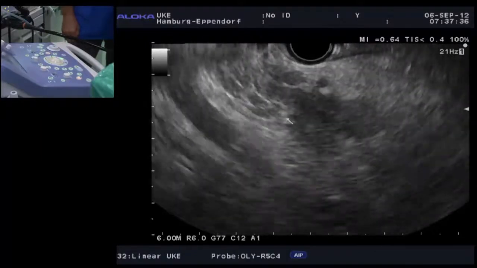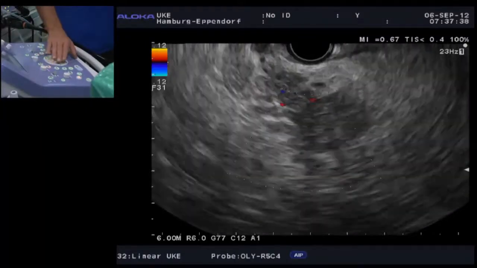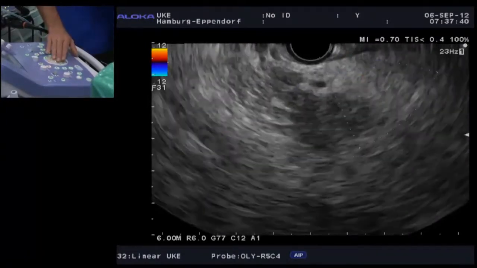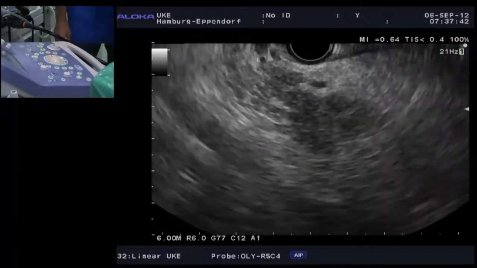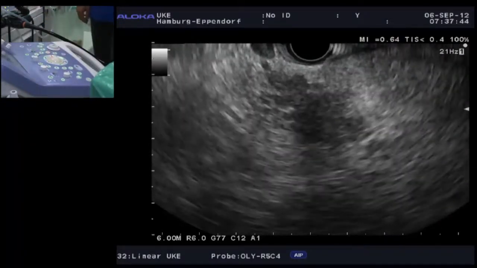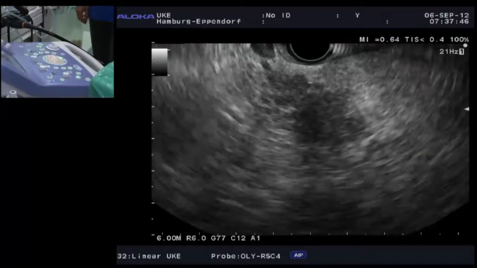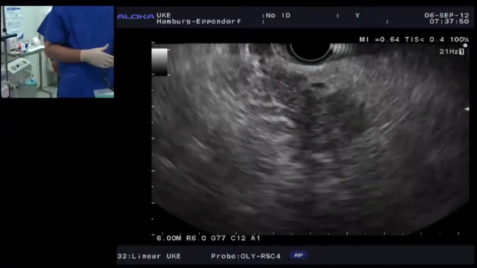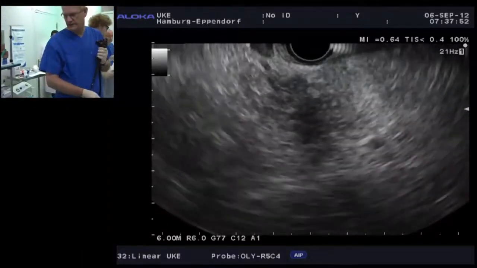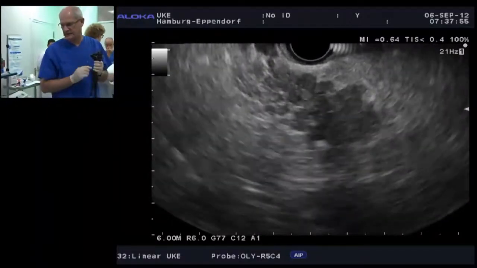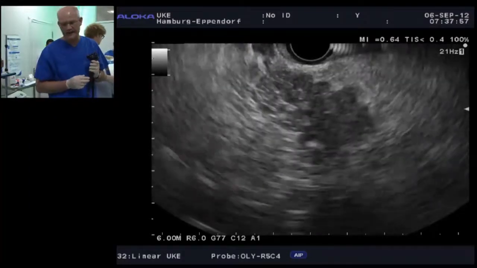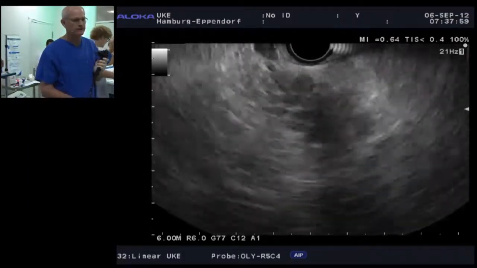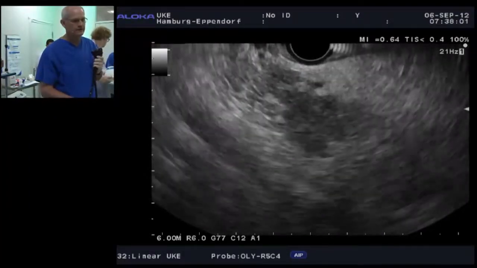So life used to be simple, Mike. Used to be very, very simple. The only needle that we ever used was a 22 gauge needle, and we just aspirated with a suction syringe, and we put the specimen on a slide, and we asked the cytopathologist to take a look at it. And now things have become very complex.